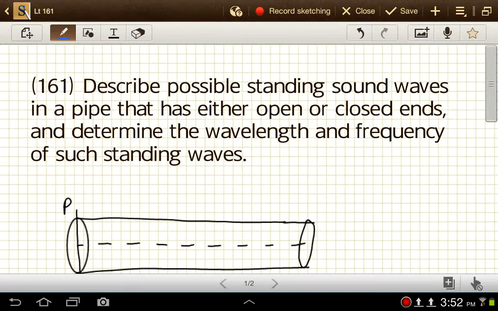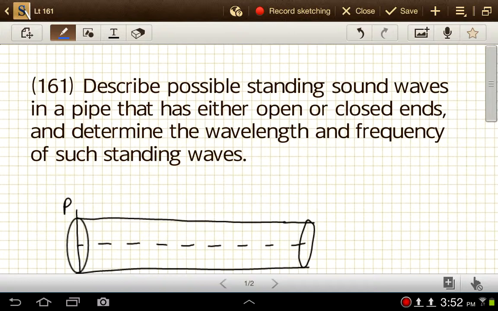Now, standing waves are not limited just to strings. We can create them with any type of wave. So you can make a standing wave in your bathtub with a water wave. One interesting problem we can do is figuring standing waves for sound waves.